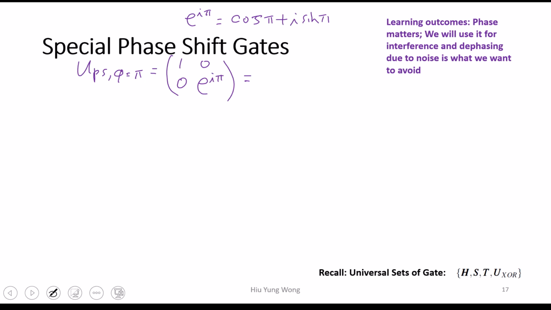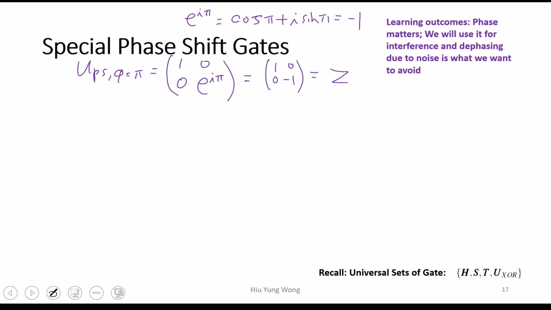What is sine pi, by the way? What is sine 180 degrees? 0. What is cosine pi? -1. You did not realize that you need to use this again after 10 years of study, right? So this is equal to 1, 0, 0, -1. This is something we call the Z gate. You will use it a lot. We are going to implement the Z gate as our first gate.